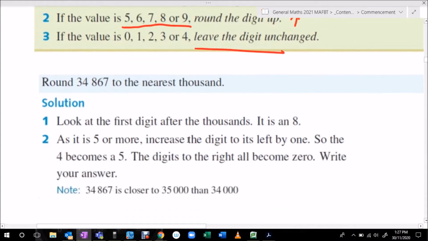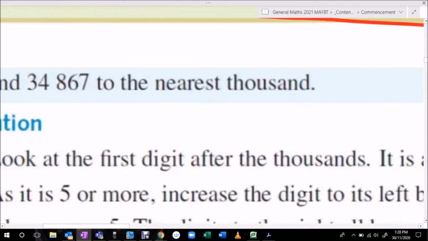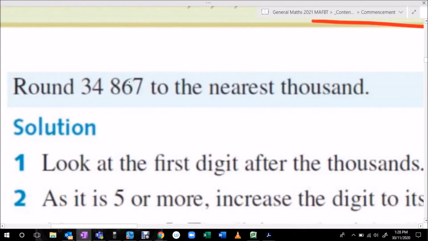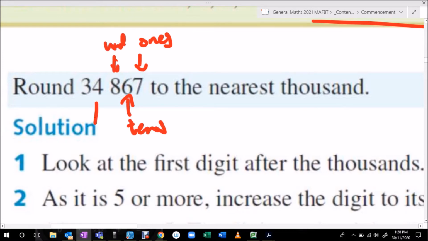Let's look at this. Round 34,867 to the nearest 1,000. This is where your primary school knowledge will come in. Can anyone tell me what each of these units are? These are your ones. These are your tens. Good. These are your hundreds. Bad writing. These are your thousands. So if I want to round this to the nearest 1,000, wow, you guys are smart.